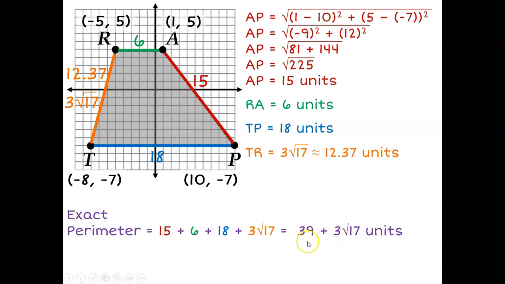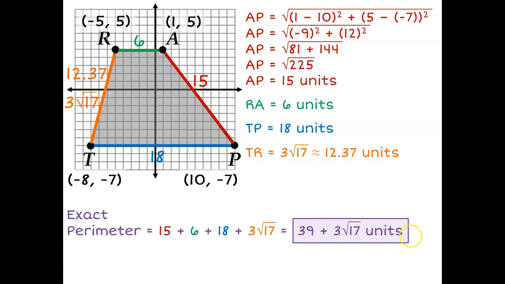Now when you add them together, the integers can be combined. Those are like terms. That's how I got 39. But the 3 root 17 is not a like term with the other ones because it has a radical, therefore you just have to leave it separate. So the exact answer for the perimeter of this trapezoid is 39 plus 3 root 17 units. I know that's a mouthful, but it is exact, which in some cases is more important.